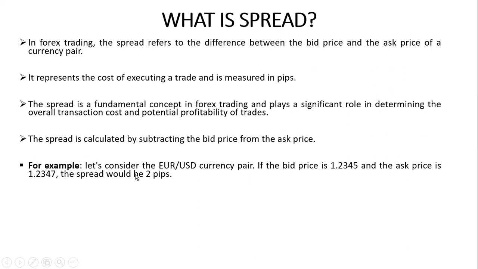Now, for example, let's consider the euro versus United States dollar currency pair. If the bid price is 1.2345 and the ask price is 1.2347, the spread would be 2 pips. I hope that is well understood. So when you take EURUSD, when you take the chart, you will see two lines moving along each other. One is the bid price and one is the ask price. To know the spread between them, you have to subtract the bid price, which in this case is 1.2345, from the ask price, which is 1.2347. The difference here is 2 pips.